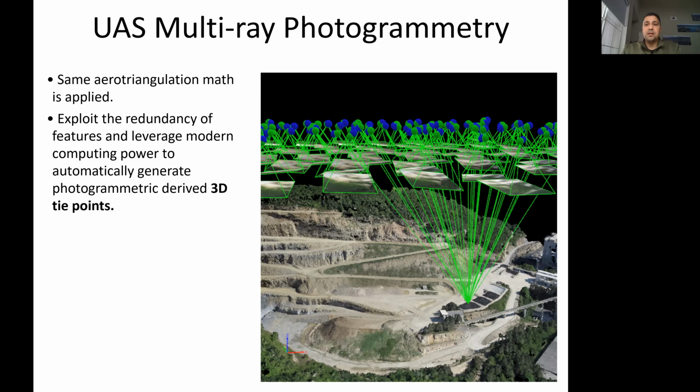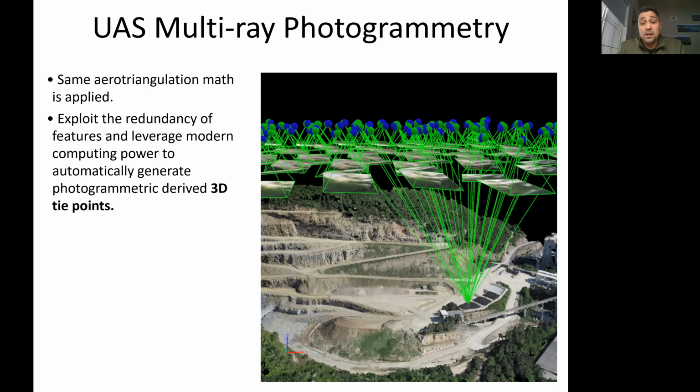But with multi-ray, this is now that 75 and 70% overlap, as compared to the 60-30 ratio. And so this creates a much higher level of redundancy of these features. Basically, where we're at is we have modern computing power with really advanced matching software that is able to derive these photogrammetry type products. Okay, 3D products.